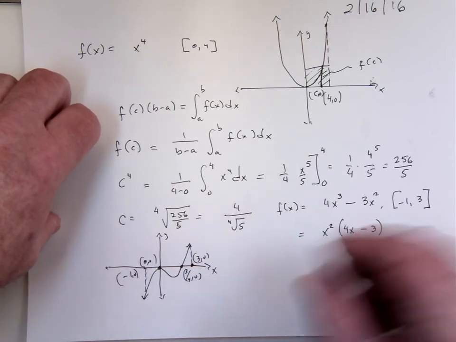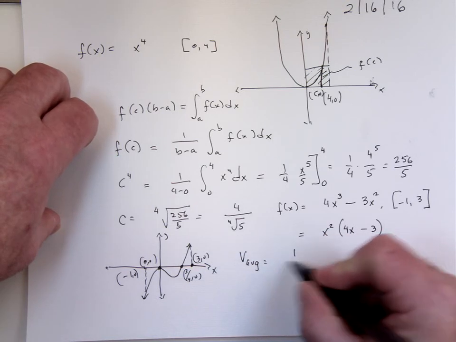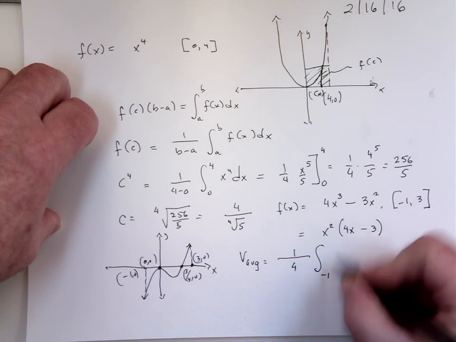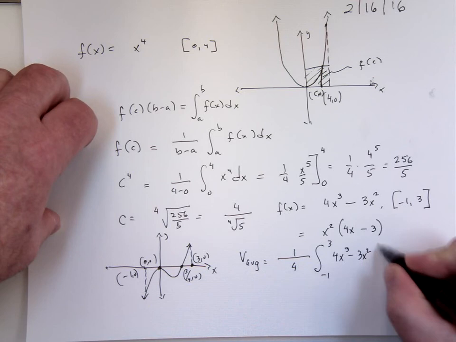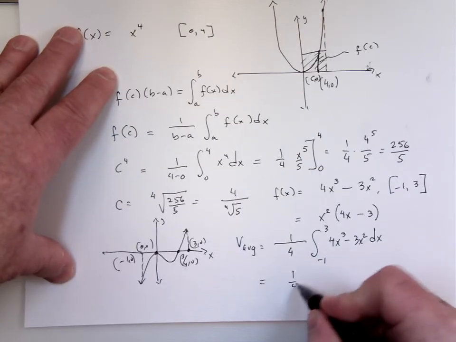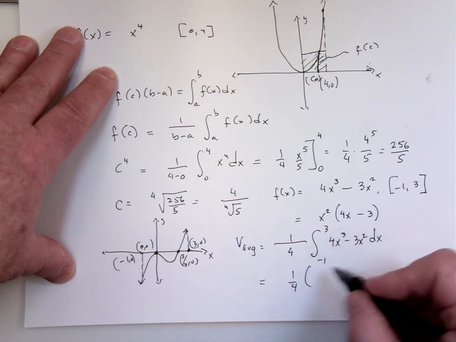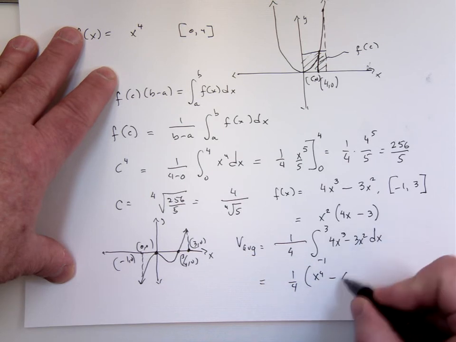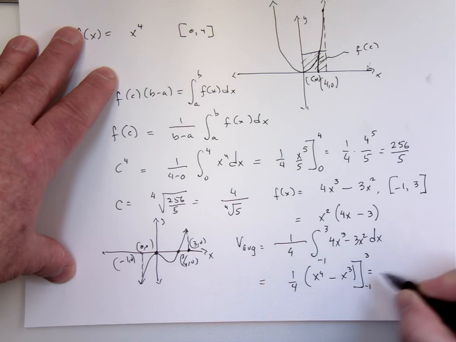Let's find the average value first. The average value is equal to 1 over b minus a, integral from -1 to 3 of 4x cubed minus 3x squared dx. The average value is 1/4 times 4x to the 4th over 4, minus 3x cubed over 3. Well, that's not bad then. That's decent.